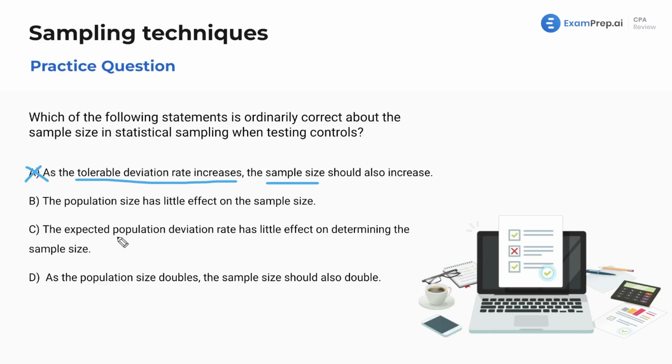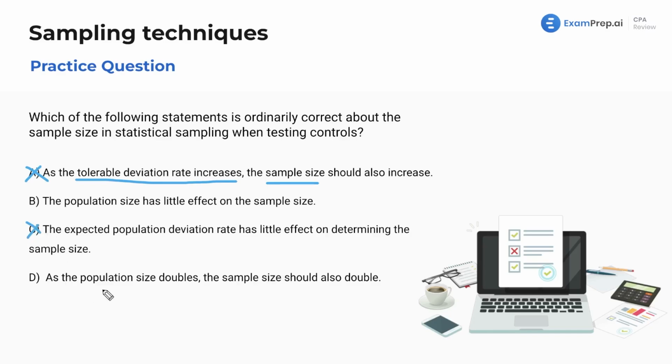Next, the expected population deviation rate. So how much we expect, to simplify it, how much we expect issues to arise has little effect on determining the sample size. I disagree with that based on the logic from our letter A here. The more we expect issues, the more testing we're going to have. And the less we expect issues, the less testing we're going to have. So that just doesn't really make sense there. So I'm going to eliminate that.